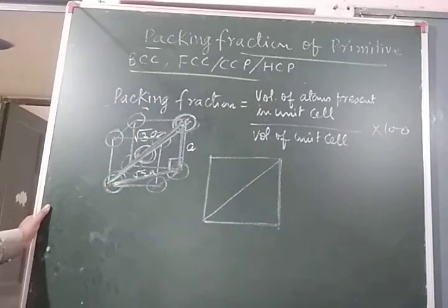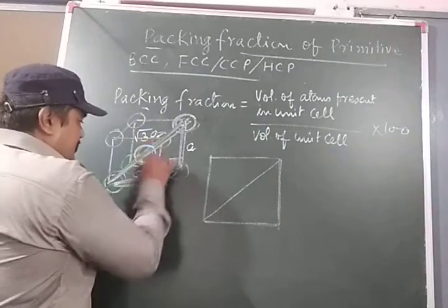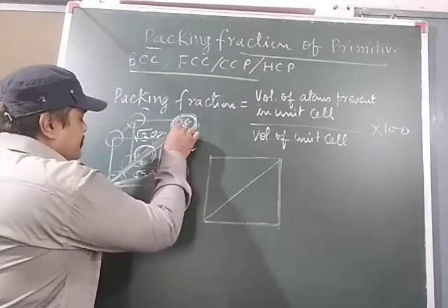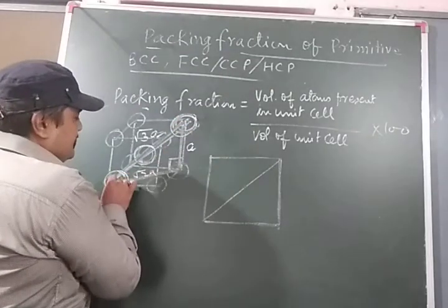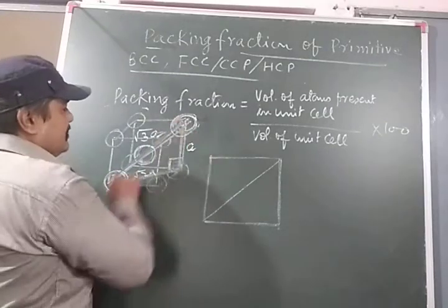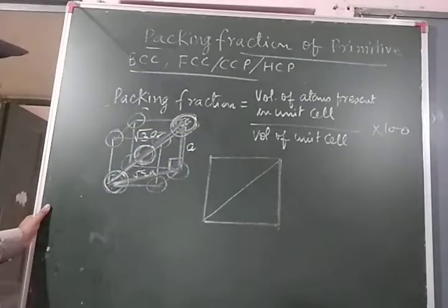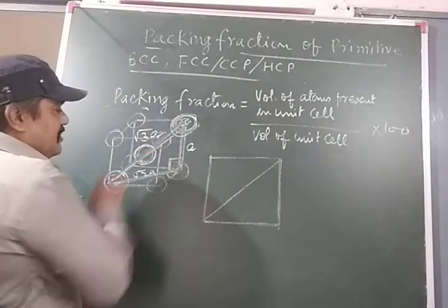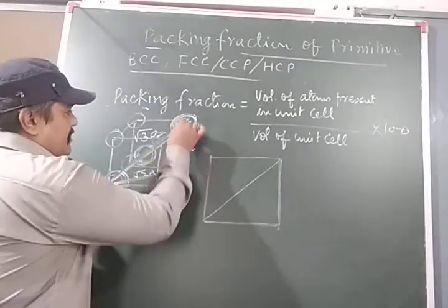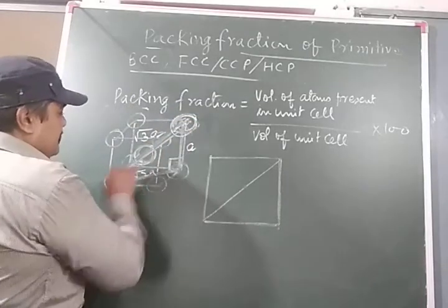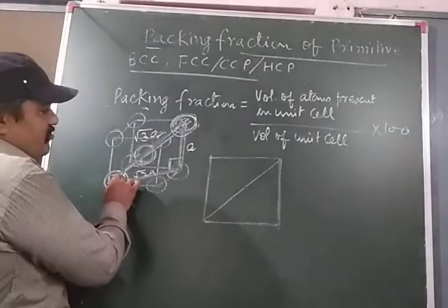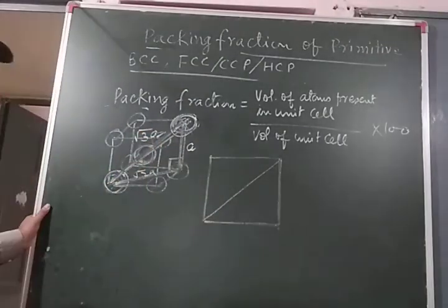Okay. And now this atom which is present at the body center and this atom which is present at this corner and this atom which is present at this corner, all these are touching each other and this total length is equal to under root 3a. Okay. And now this total length in the form of the radius of the spheres, this is 2r and this one is r and this one is r. So 2r plus r plus r, total 4r, is equal to root 3a.